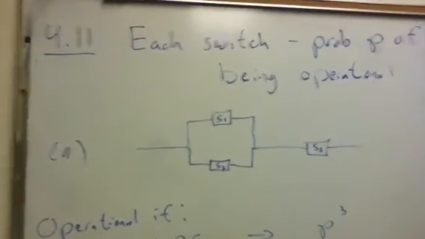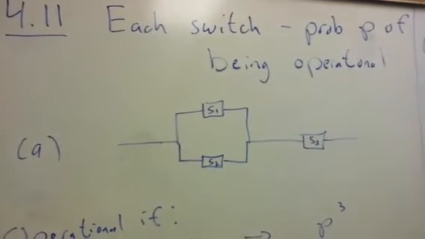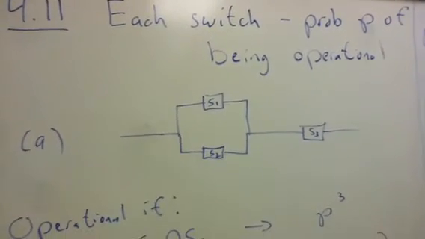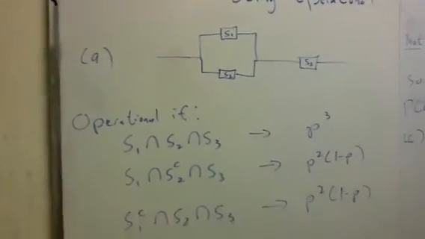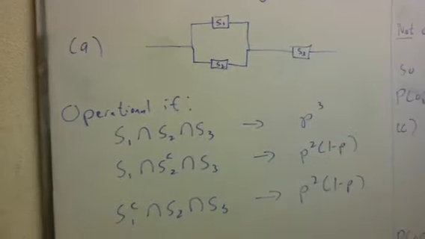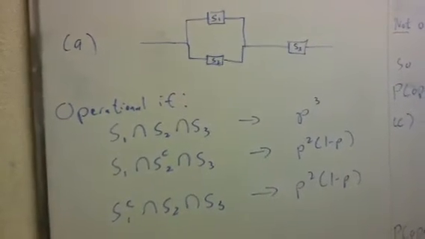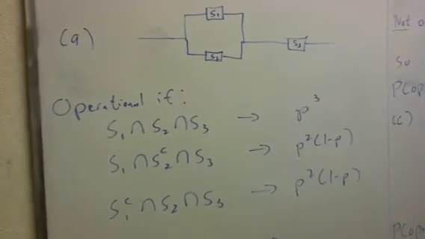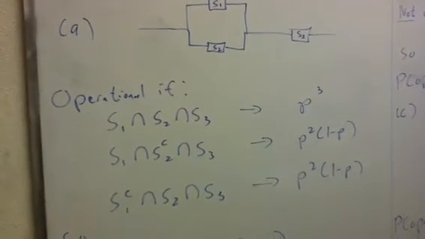So for part A, the circuit is, we have at the first junction a choice between taking the path through S1 or S2, and then the second junction just S3. So to figure out the probability of this circuit being operational, we break up the possibilities into disjoint events. So there's three ways for this circuit to be operational. It'll be operational if all three switches are open, an event with probability p cubed. And to argue the p cubed, we're using the independence. Each switch has probability p of being open independent of the other ones.